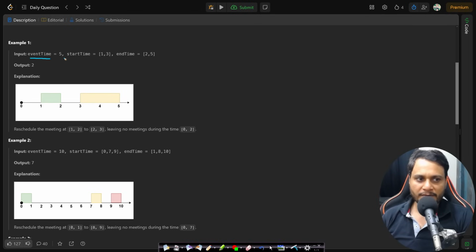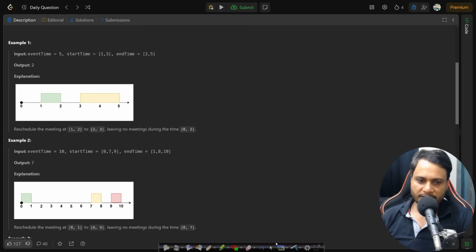In this case, the event time is 5 and the start time is always 0, as mentioned. So there are two meetings, one starting at 1 and ending at 2, another starting at 3 and ending at 5. If you try to reschedule this first meeting, where will you reschedule it to? There are only two slots available, S1 and S2. Now the width of this meeting is 1, so it can be put in either slot 1 or slot 2 by just sliding it. And if you slide it to, let's say, S2, then it will be occupying this space, and so the free time will be 2, and that is the maximum time that you will be getting.